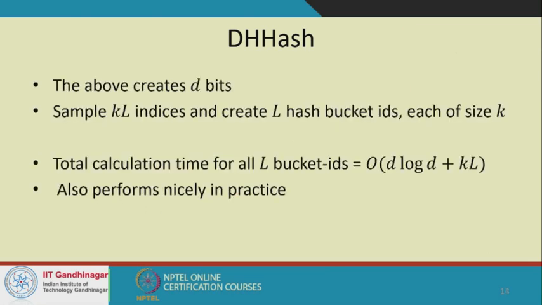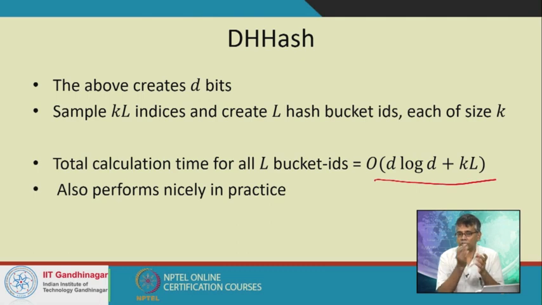And this turns out to work fine, right? And we can prove a similar theoretical guarantee for it, and the total calculation time for all the L bucket IDs now turns out to be d log d plus KL only, right? Which is again faster than the AC hash that we were doing, and certainly a lot faster than the original thing.